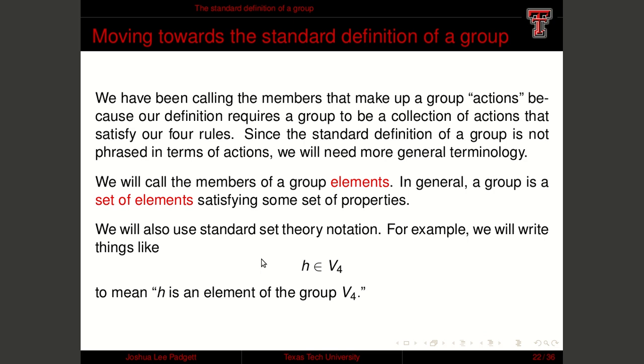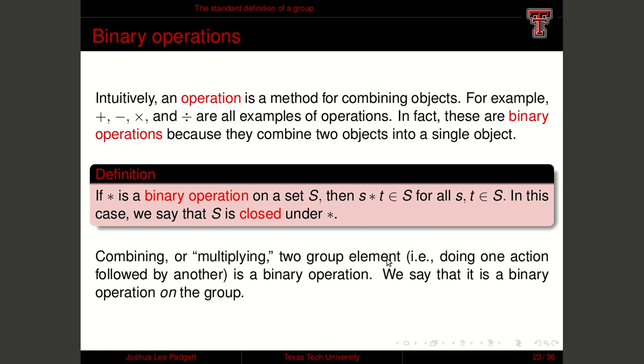And just as we do in basic set theory, we'll write things like this. The group element H is an element of the group V4. And this epsilon here is simply the inclusion operator that you've seen in set theory, meaning that if we think of this V4 as a box, H is in that box. All right? Now, then we need to understand binary operations.